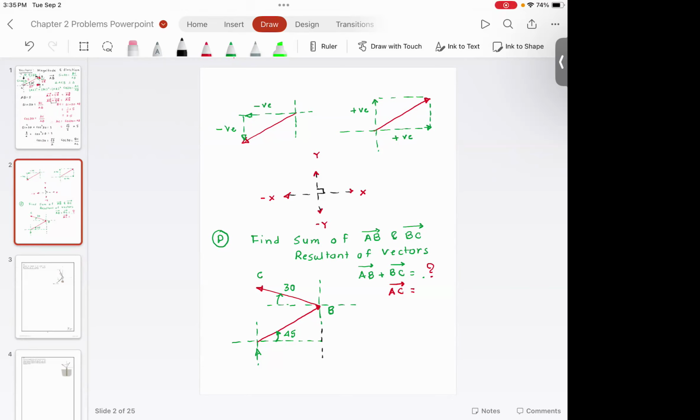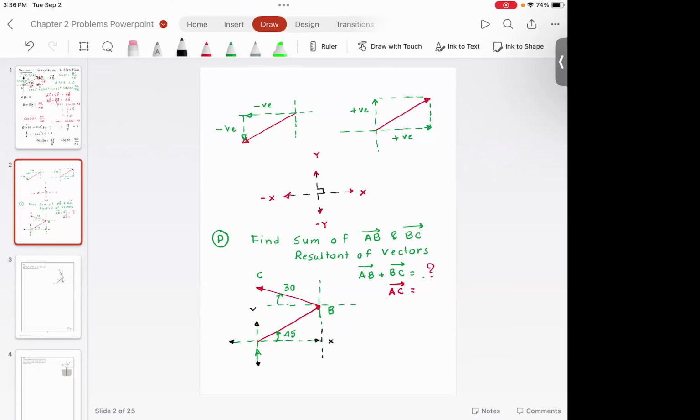So first and foremost, my question to you is this. This is my coordinate frame. I'm going to call this X. I'm going to call this Y.